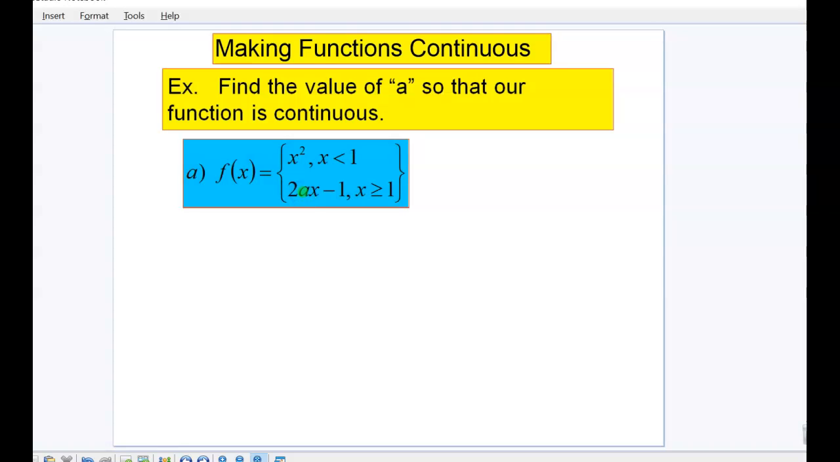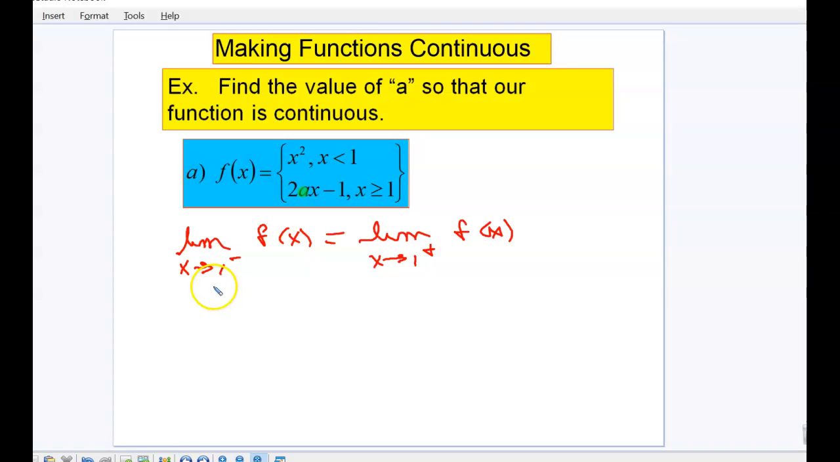Notice that my domain changes at 1, so I need to concern myself with what's happening at 1. For a function to be continuous, we know that the limit as x approaches 1 from the left of my function has to equal the limit as x approaches 1 from the positive side of the function. And furthermore, the value of the function has to equal this limit.